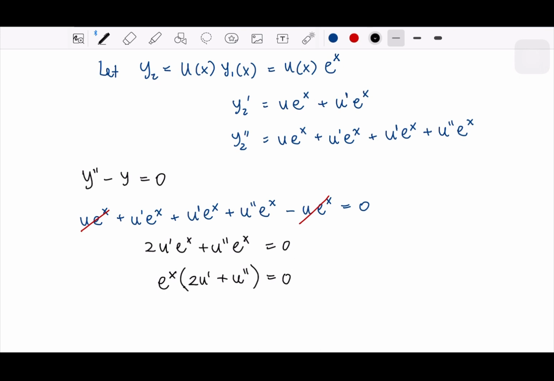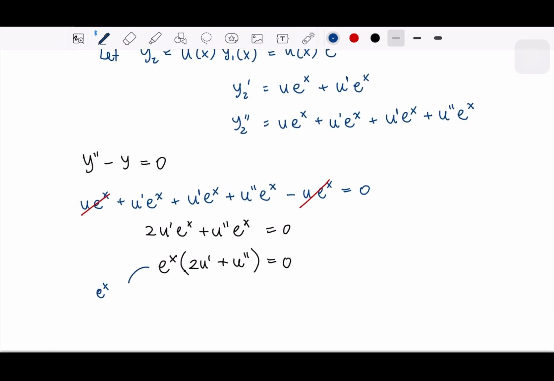We can be sure that e to the x is always positive, or we could also say e to the x is never going to be 0, right? So we are going to write 2u prime plus u double prime. Let me write u double prime first to make it more clear. u double prime plus 2u prime is equal to 0. Now, here is the deal. We have double prime and prime, okay? So the idea is to make this order reduce. We need to make this order reduced.